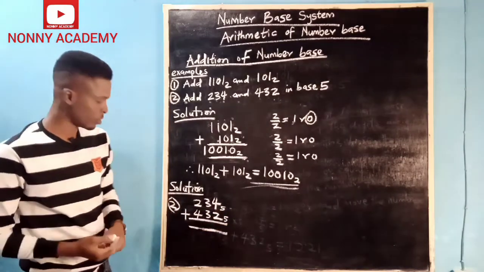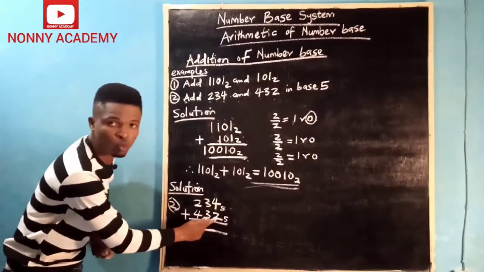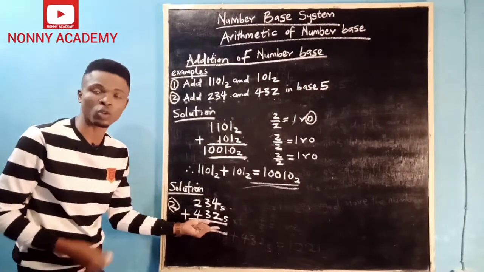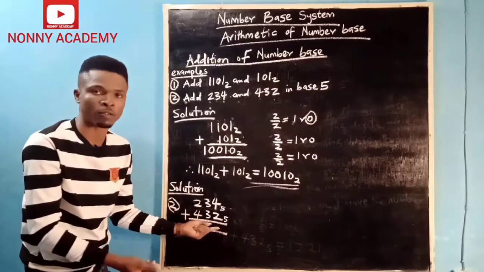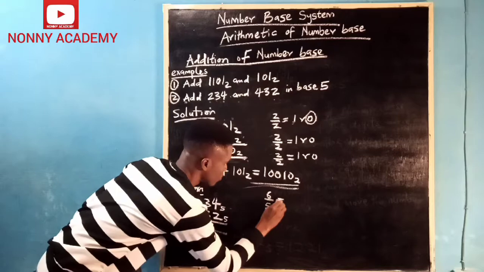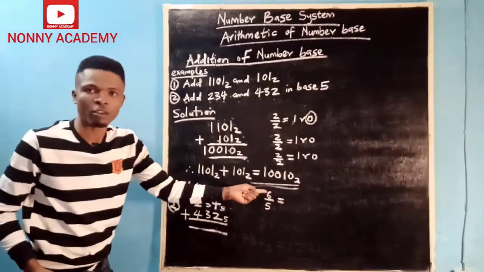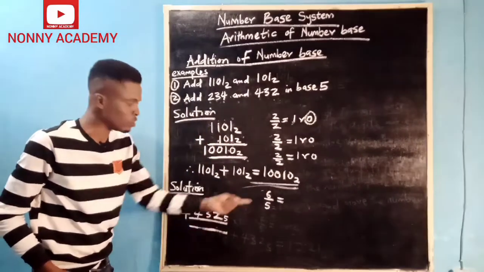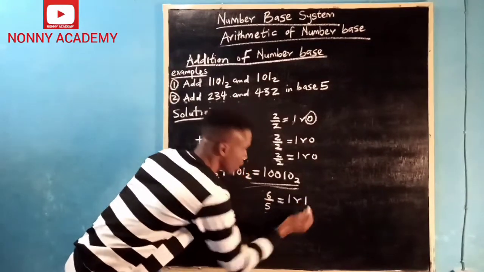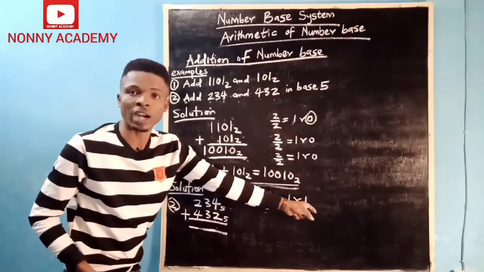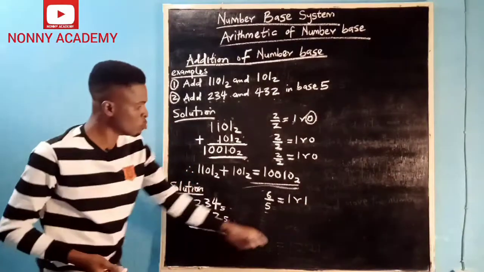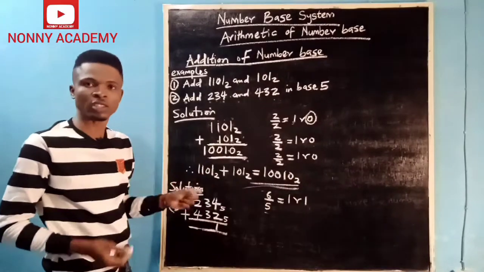Then I start adding. 4 plus 2 is 6. I will not write 6 down here as my answer because 6 is greater than the base, which is 5. So I will say 6 divided by 5. 6, which is the answer from 4 plus 2, divided by the base, which is 5. So I have 1 remainder 1. I will put the remainder, which is 1, as my answer. 1. Then I will move 1 here to the next digit.